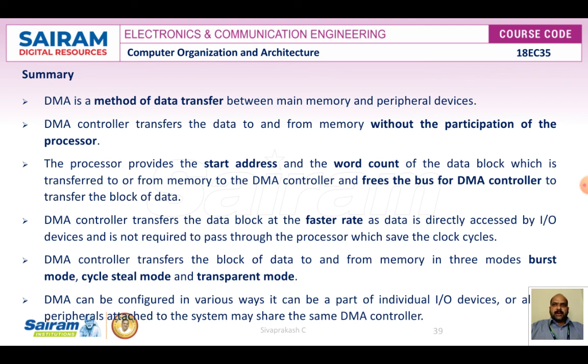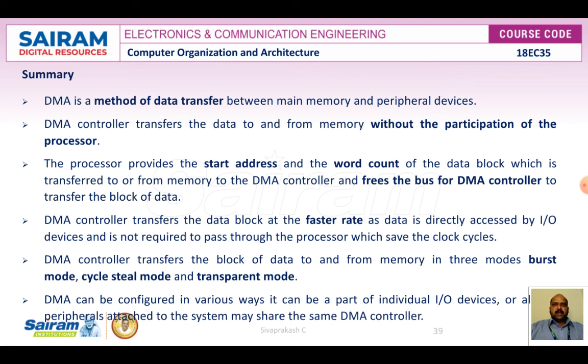The DMA controller transfers the data block at a faster rate as data is directly accessed by IO devices and is not required to pass through the processor, which saves clock cycles too. The DMA controller transfers the block of data to or from the memory in three modes: burst mode, cycle stealing mode, and transparent mode. So DMA can be configured in various ways.